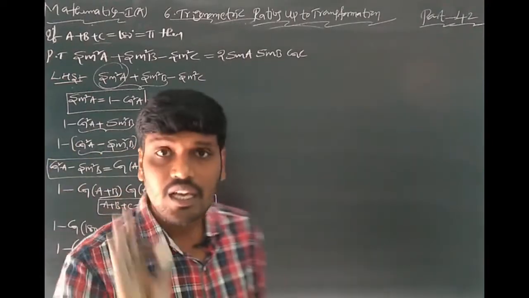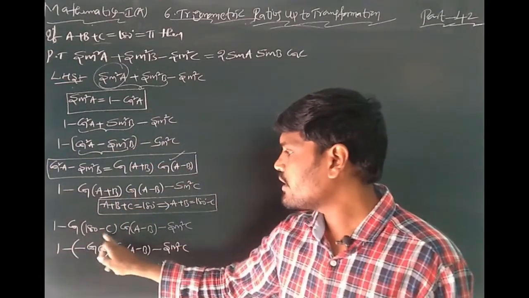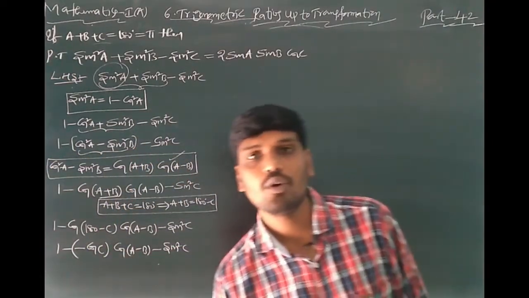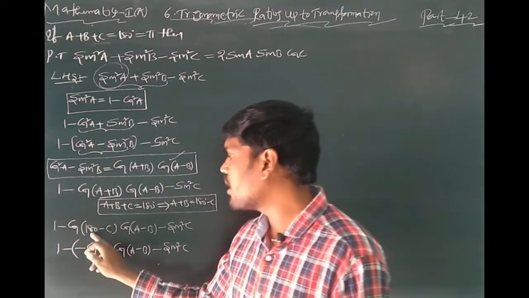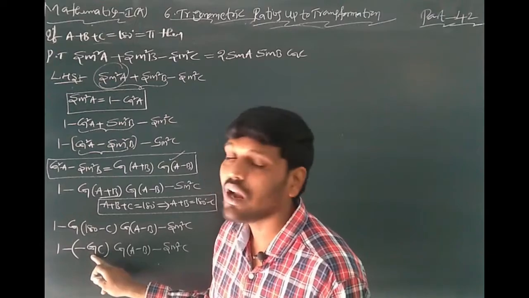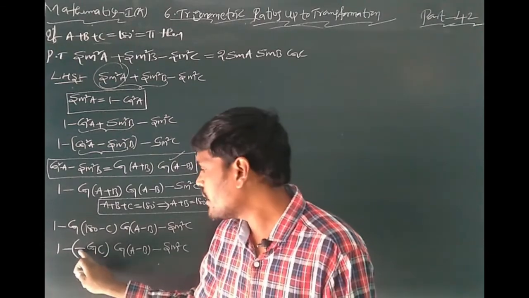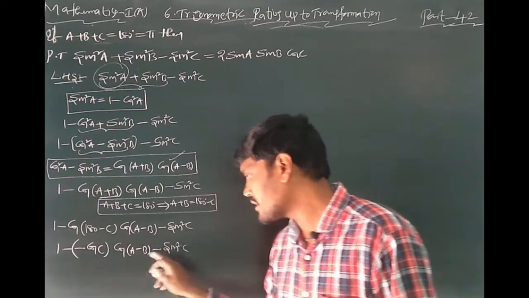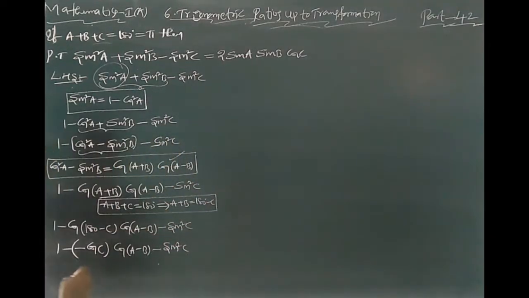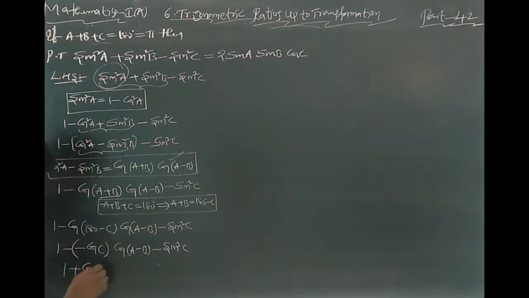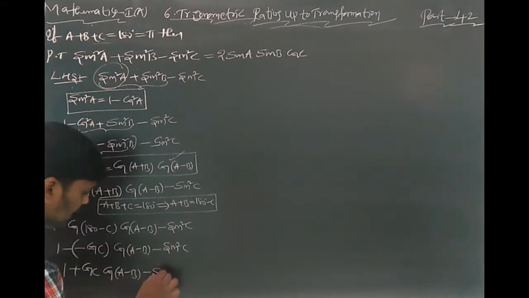Understood or not students? Once again, I will explain. 180 minus c lies in the second quadrant. In the second quadrant cos is negative. 180 is an odd function, so cos remains unchanged: cos c. Here minus cos is there. The remaining terms you can write similarly. Minus into minus, what? Minus into minus 1 plus cos c into cos of a minus b minus sin square c.